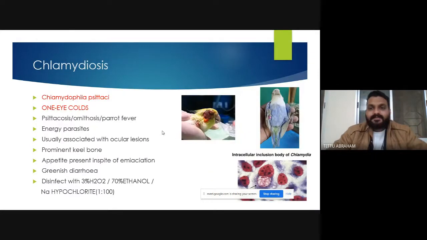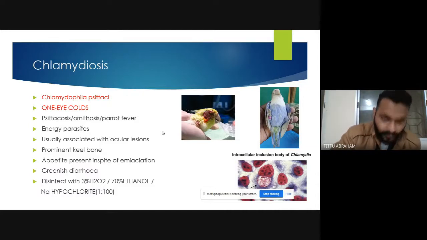Next one is chlamydiosis. So chlamydiosis is actually a zoonotic disease that we can also get, but I don't think that there were any cases reported. There was one case somewhere in the Northeast, but I'm not sure about it. So the culprit is Chlamydophila psittaci. It is called one eye cold.